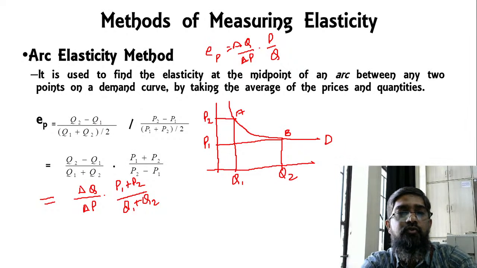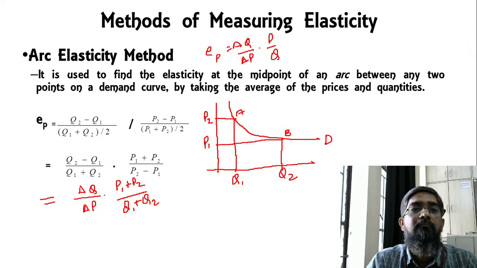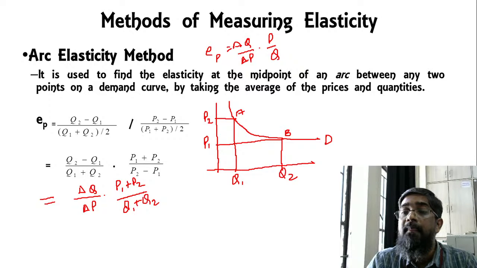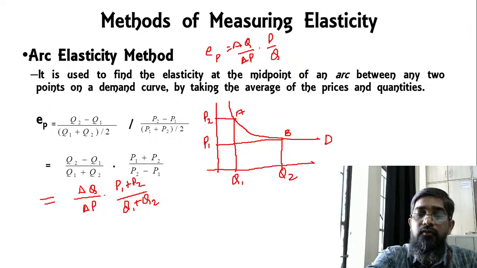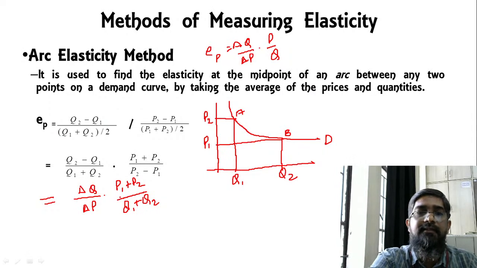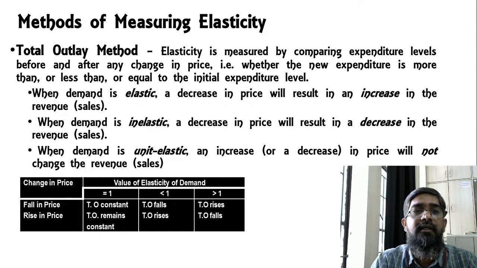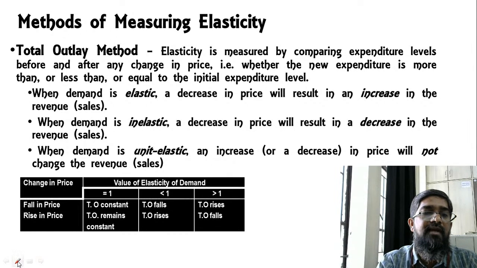And finally, students, moving on to the fourth method, that is known as total outlay method. This is the last method, dear students. The last method is total outlay method, right? Methods of measuring elasticity with the help of total outlay method. What is this method? Let us see.